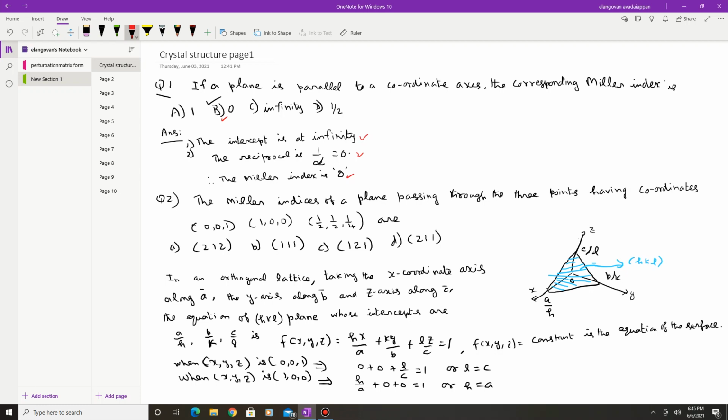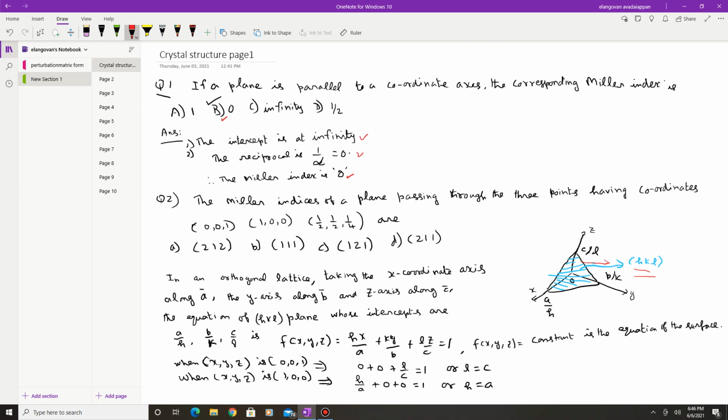Now in an orthogonal lattice, taking the x coordinate axis along vector a, y axis along vector b, and z axis along vector c, consider the equation of the hkl plane. If this is the hkl plane, and it makes intercepts along the x, y, z axes, then the intercepts are given by a by h, b by k, c by l. So if the plane is given, the intercepts can be obtained this way.